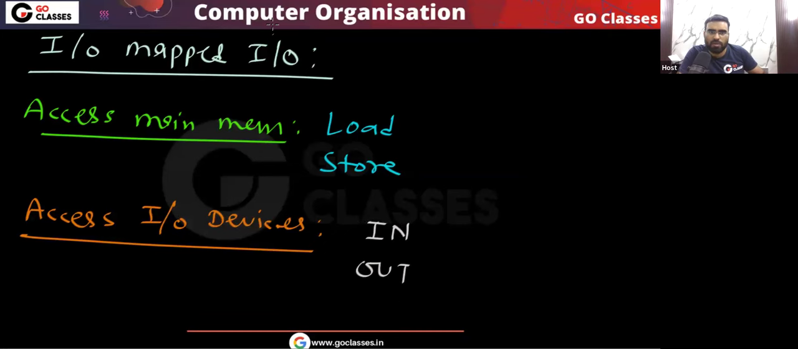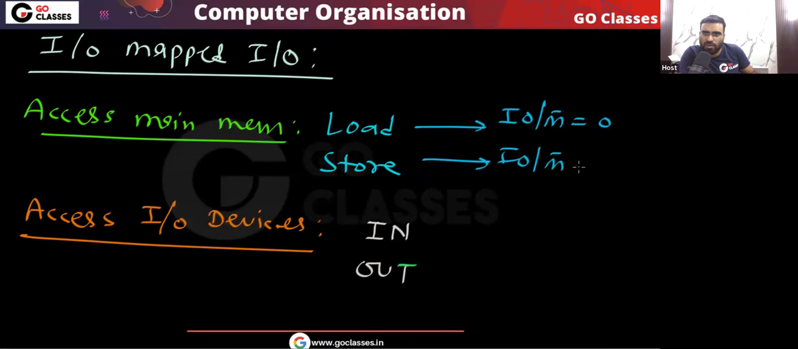In, comma, out. Okay. Now let me tell you what these instructions will do internally. This instruction, what will it do, and this instruction, what will it do? They will make this control signal equal to 0. Is this clear? Let me know. So remember these instructions.